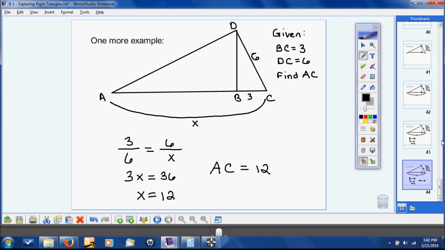Alright, it is your job now to study and make sure you understand all this. Assignment 50 is due Friday, so please make sure that you complete that and put that into the homework tray.